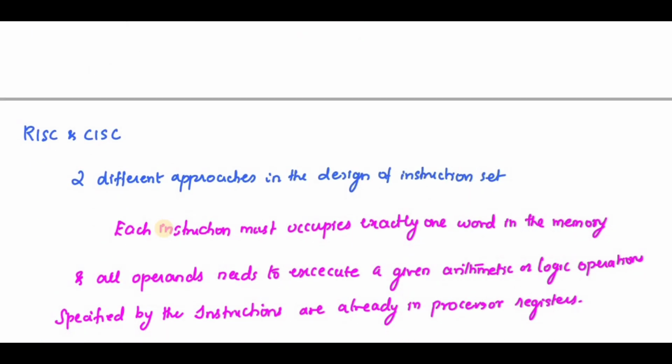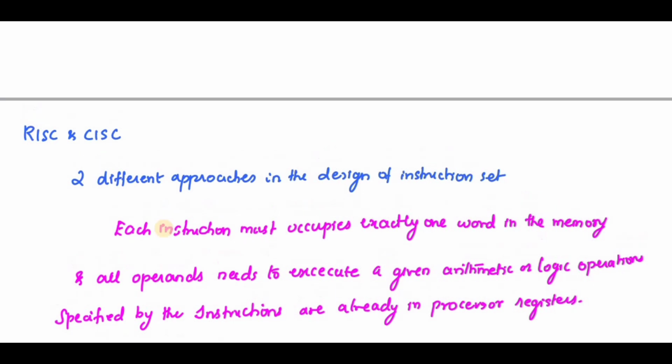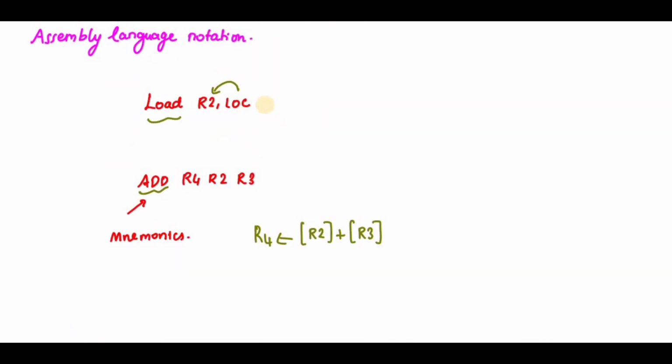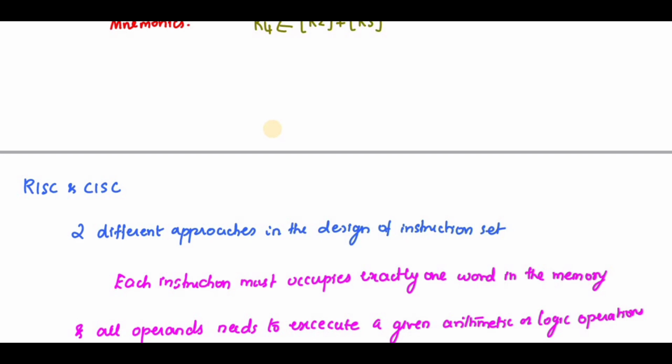Next is RISC and CISC. These are the two different approaches used in the design of the instruction set. These are called instruction sets. This is one instruction, and this is the second instruction. These types of instructions are called instruction sets.